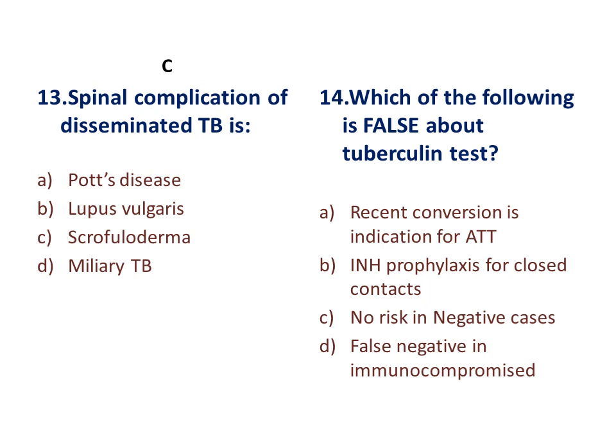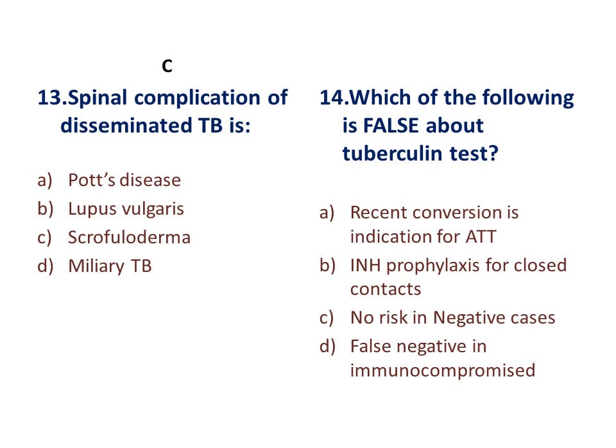And fourth one is, which of the following is false about tuberculin test? So tuberculin test is usually done to know the delayed type of hypersensitivity in an individual, or to know the seroconversion of an individual for the tubercular proteins. Option A is recent conversion is indication for anti-tubercular treatment. B, INH prophylaxis for close contacts. C, no risk in negative cases. And D, false negative in immunocompromised individuals.